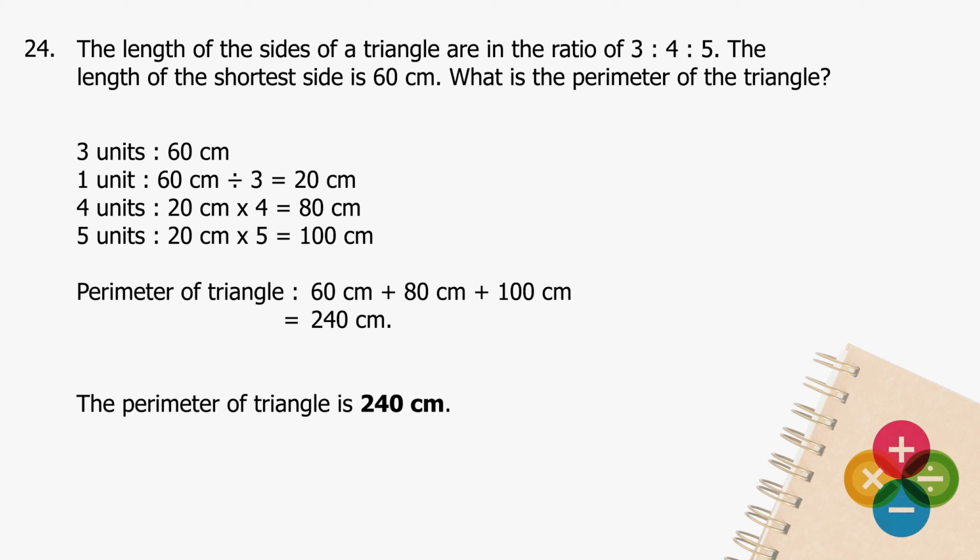Three units is equal to 60 cm. 1 unit will be: divide 60 cm by 3, and the quotient is 20 cm. 4 units will be: multiply 20 cm by 4, and the product is 80 cm. 5 units will be: multiply 20 cm by 5, and the product is 100 cm. The perimeter of the triangle will be: add 60 cm to 80 cm and to 100 cm, and the sum is 240 cm. The perimeter of the triangle is 240 cm.